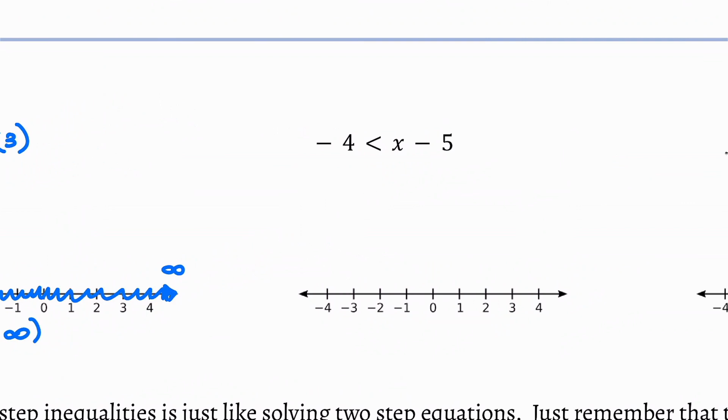I got -4 is less than x minus 5. I'm going to go ahead and add 5 to both sides. These are going to cancel. I get 1 is less than x because I keep the symbol the same.